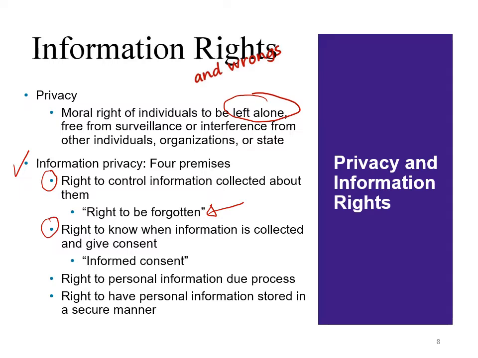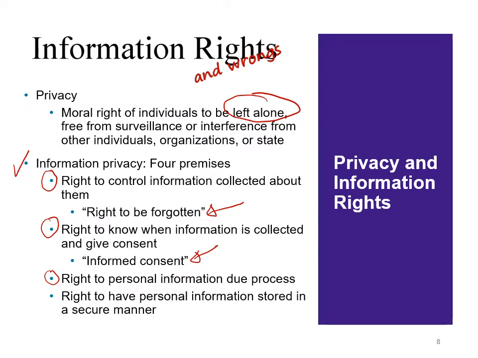So it means remove your private information from the internet or from any entity online. Second one, the right to know when information is collected and give consent. This is what we call informed consent. As a consumer, you have the right to give permission to the other party to share your information for a certain purpose. Informed consent means permission should be obtained from the consumer before an e-commerce company shares or edits it. So this is the second right for the consumer.